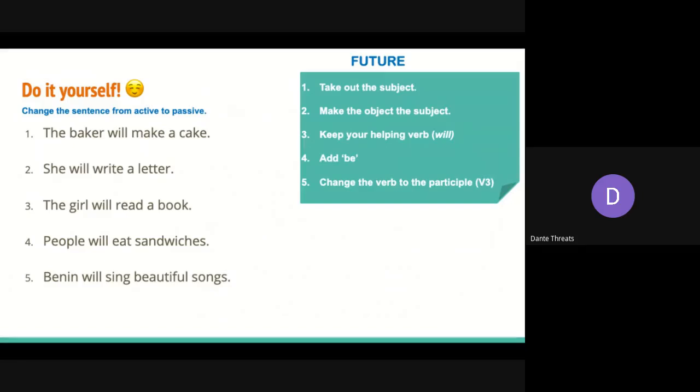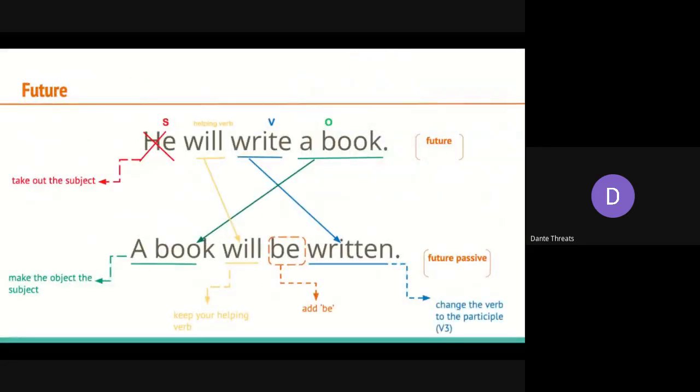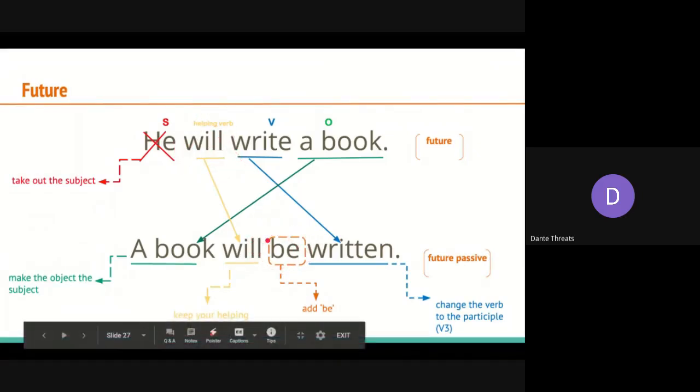Okay, so let's go through some of the answers. A cake will be made. A letter will be written. A book will be read. Sandwiches will be eaten. Beautiful songs will be sung. So remember, the future tense: we keep the helping verb and we add be.